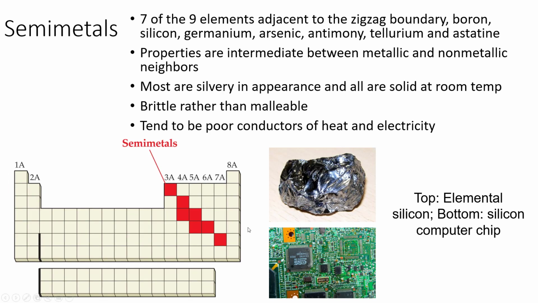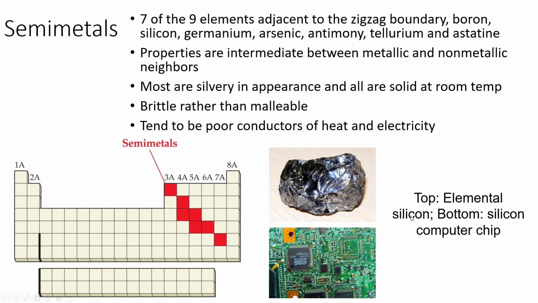Next we get to this zigzag line that we keep talking about that separates the metals from the nonmetals. These are called our semimetals. And 7 of the 9 elements adjacent to the zigzag boundary, boron, silicon, germanium, arsenic, antimony, tellurium, and astatine, are semimetals. And their properties are intermediate between metallic and nonmetallic neighbors.